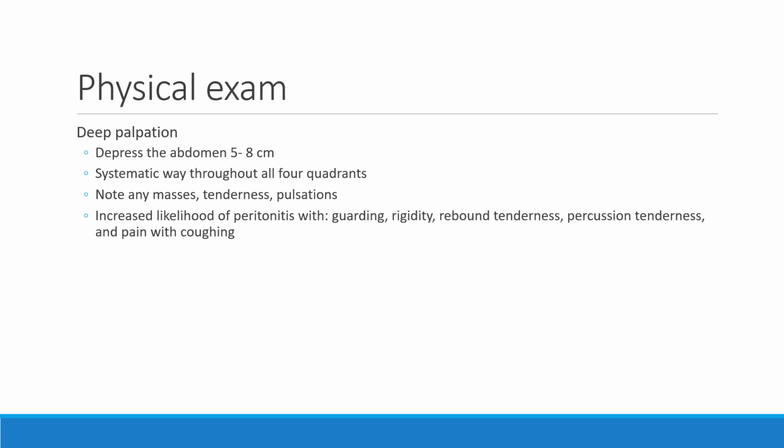Deep palpation, for this we're going to press harder. Again, our goal is not to induce pain, but we want to go down about 5 to 8 centimeters. Again, moving in a systematic way through all 4 quadrants, noting any masses, tenderness, or pulsations. It may reveal tenderness that's not elicited with light palpation. Increased likelihood of peritonitis if your patient has guarding, rigidity, rebound tenderness, percussion tenderness, and pain with coughing.